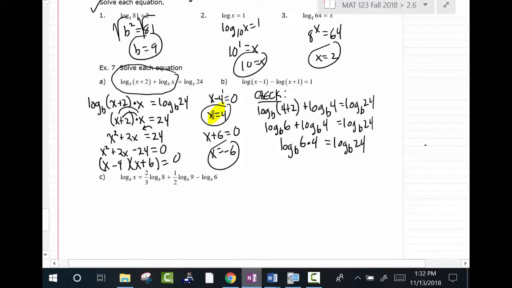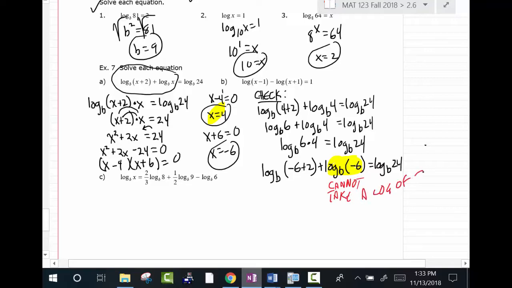Now we've got to check the other one, and you have to, or you won't understand whether it works or not. So you want to write this down. We have log base b of -6 plus 2, plus log base b of -6 equals log base b of 24. Now you don't have to do anything else other than this. That thing right there is wrong. You cannot take a log of a negative number. And you want to write some sort of a note on that so it doesn't work.